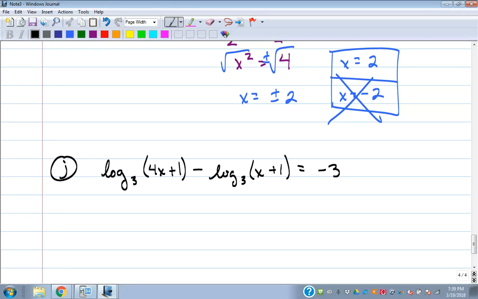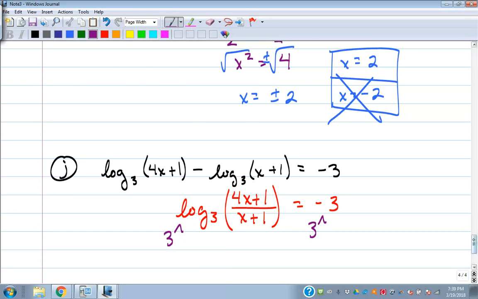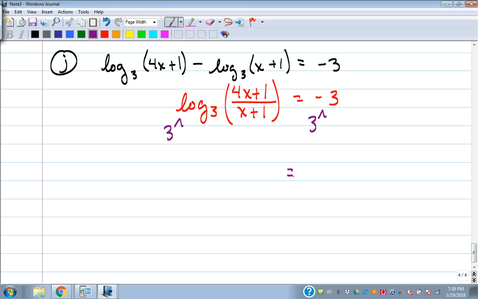What's going on between them? Subtraction. And that becomes division. So that's going to be log base 3 of 4x plus 1 over x plus 1. How do I get rid of the log base 3? Exponentiate with a 3. I got 3 to the negative 3. That's 4x plus 1. These cancel out. That's what I want to happen.